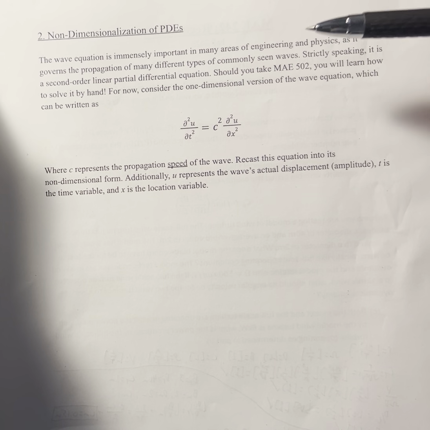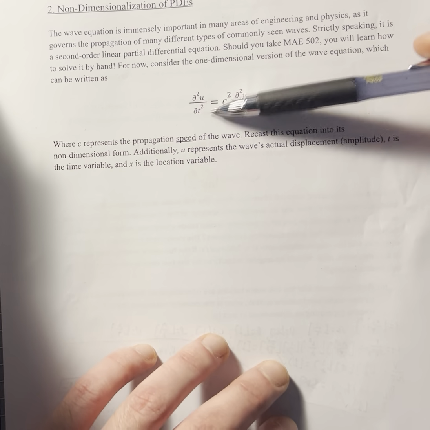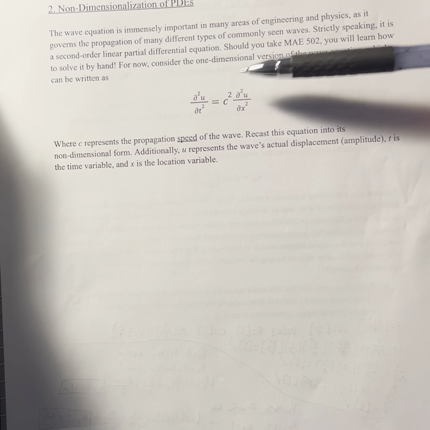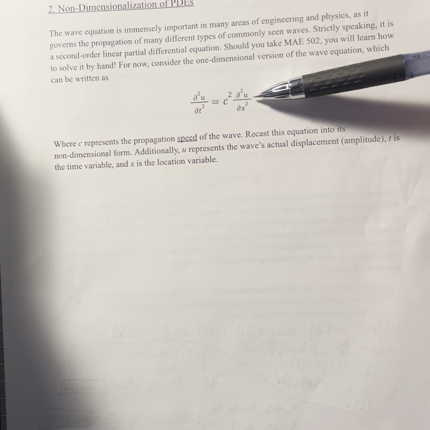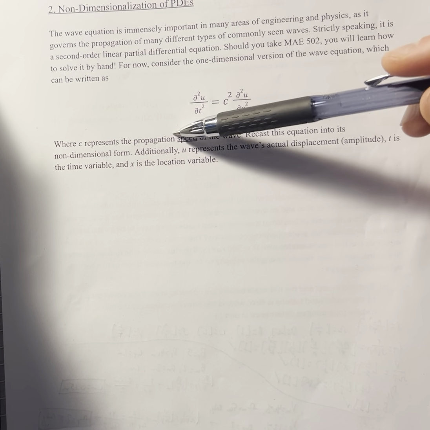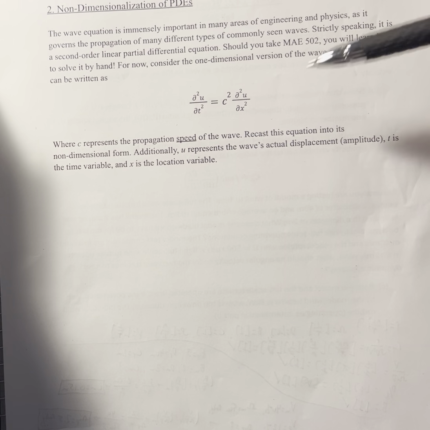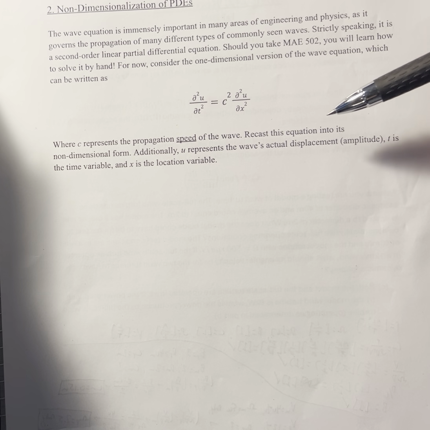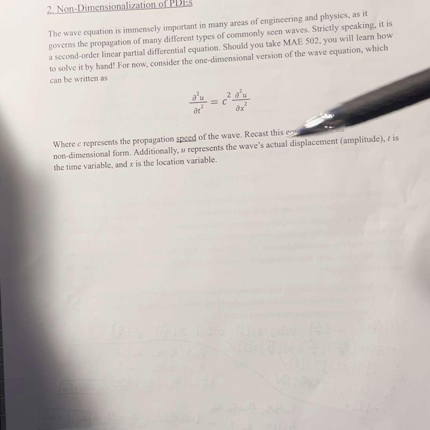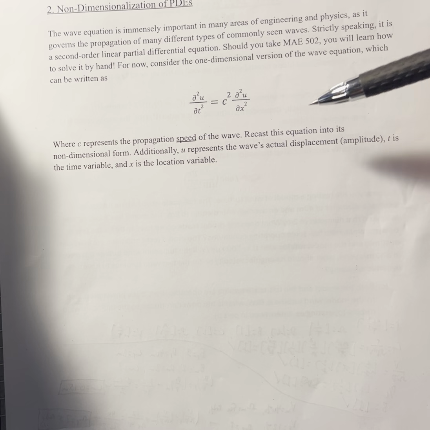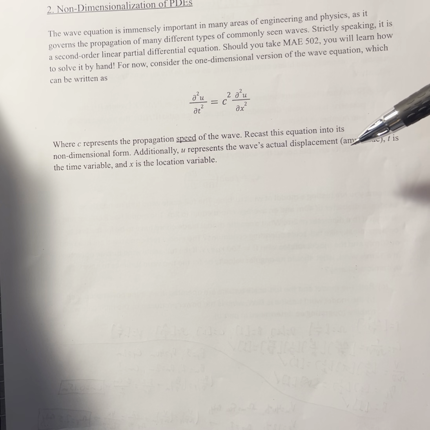For now, consider the one-dimensional version of the wave equation, which can be written like that. Partial squared u over partial t squared equals c squared, partial squared u over partial x squared, where c represents the propagation speed of the wave. Recast this equation into its non-dimensional form. Additionally, u represents the wave's actual displacement, amplitude, t is the time variable, and x is the location variable.